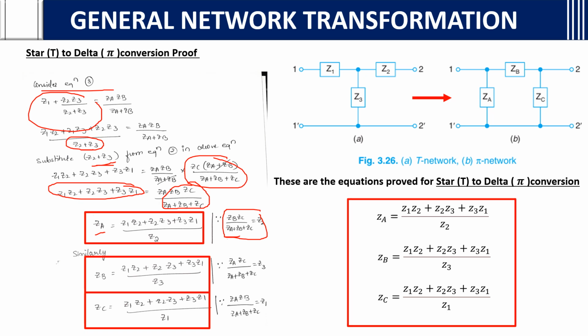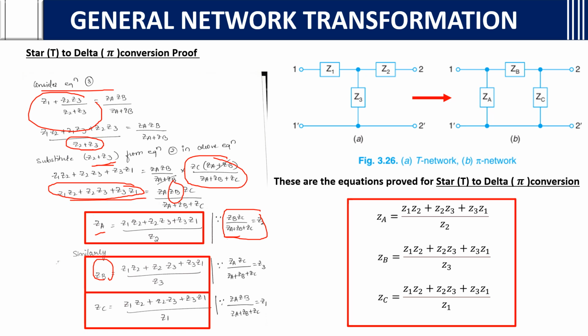So this will become Z2. Then ZB, what will happen? If you carefully see this equation itself, and remove this, ZA ZC by ZA plus ZB plus ZC is what? Z3. So if you substitute Z3, ZB will become this, and Z3 will come in the denominator. So you will get Z3 here.